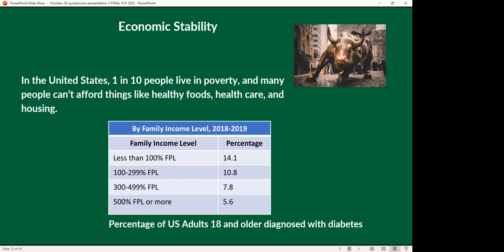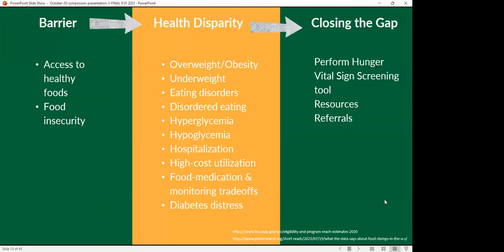So let's take a look here at the first row and see the percentage of individuals that live at a higher poverty level. The percentage is 14.1 compared with individuals that do not live in poverty. So here we see the relationship.